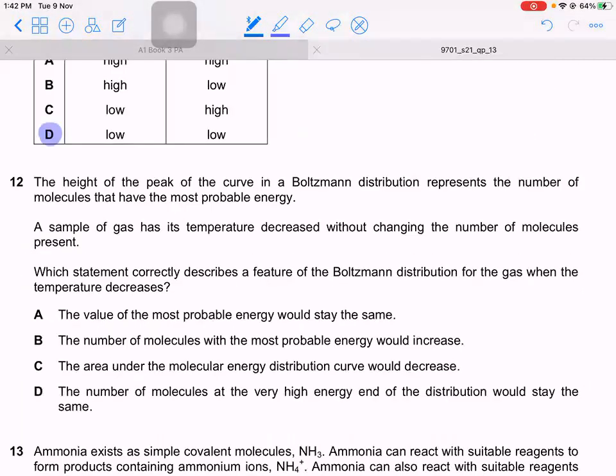Question number 12. The height of the peak of the curve in a Boltzmann distribution represents the number of molecules that have the most probable energy. That is the highest energy, yes? You see this right here? This is the highest energy that you have, the most probable. I mean, you can't have an energy higher than this. This is called the most probable.